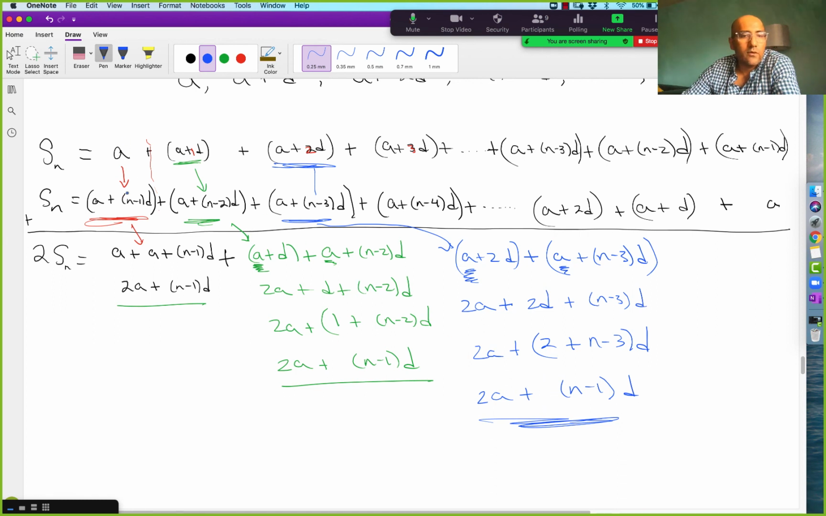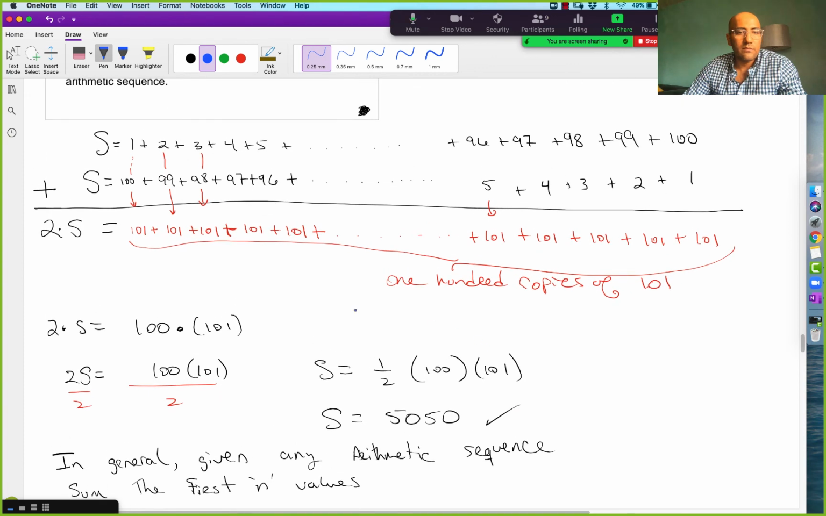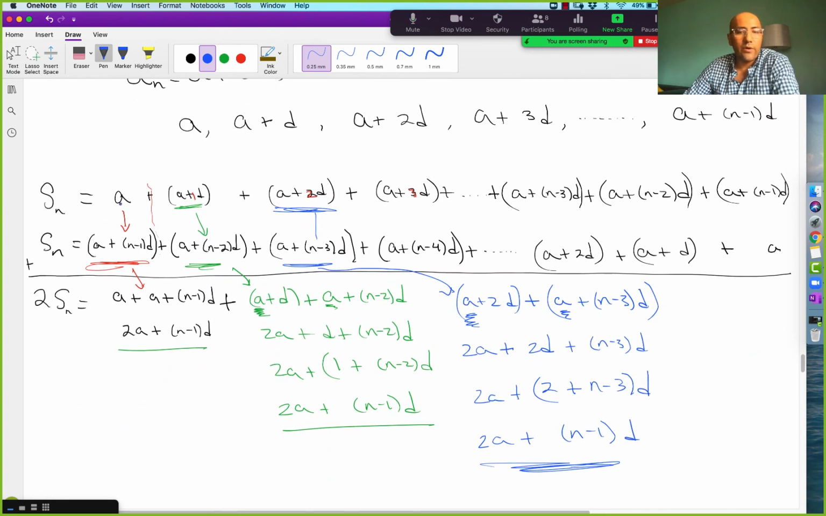Right? So these two give you 2a plus n minus 1d. These two give you 2a plus n minus 1d. These two give you 2a plus n minus 1d. And that'll happen all the way along the line. Just like in the previous example when we did these numbers, they always added up to 101, 101, 101, 101 every time. And how many did we have? Well, in the previous example, we had 100 copies of 101. So what's going to happen here is that we're going to end up with n copies, right? There are n of these, n copies of this.